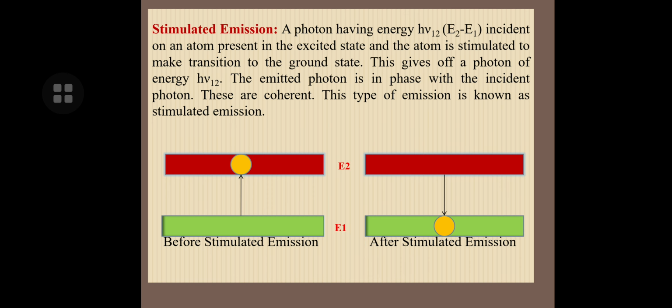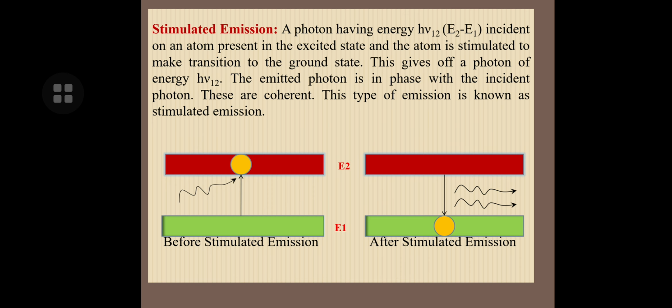Here we are observing that before stimulated emission, the atom is in the excited state. Here we incident one photon on the excited state. Due to this photon, the atom comes to the ground state. After stimulation, it emits two photons. One photon is the incident photon and the other is the emitted photon. Here we are getting two photons, and these two photons are coherent. Okay, this is stimulated emission.